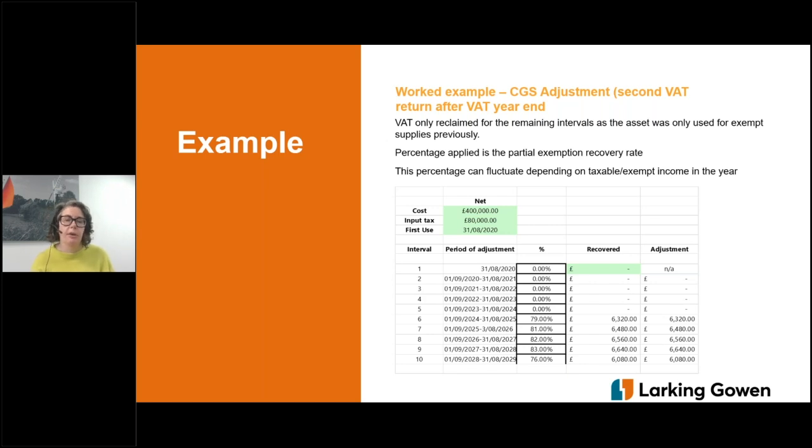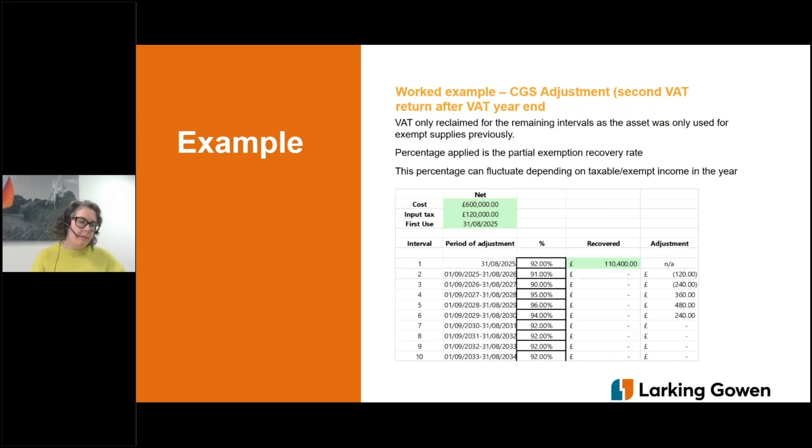And you can see from the example on screen that as the VAT residual recovery rate fluctuates, the amount that we're going to recover under the capital goods scheme also fluctuates. We're always comparing back to 1/10 of the original VAT that we incurred, but the amount that we're actually going to claim back from HMRC is going to be fluctuating as our residual recovery rate fluctuates. And of course, we need to keep in mind here that if we've tripped standard method override, that will be what drives the recovery rate for the purposes of this capital goods scheme item.